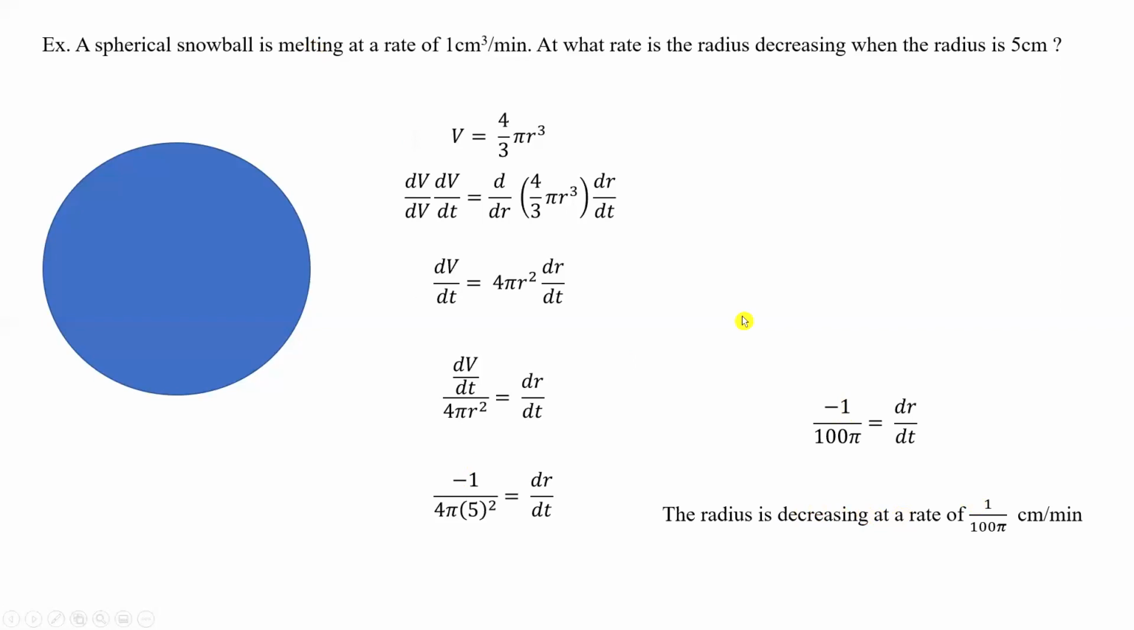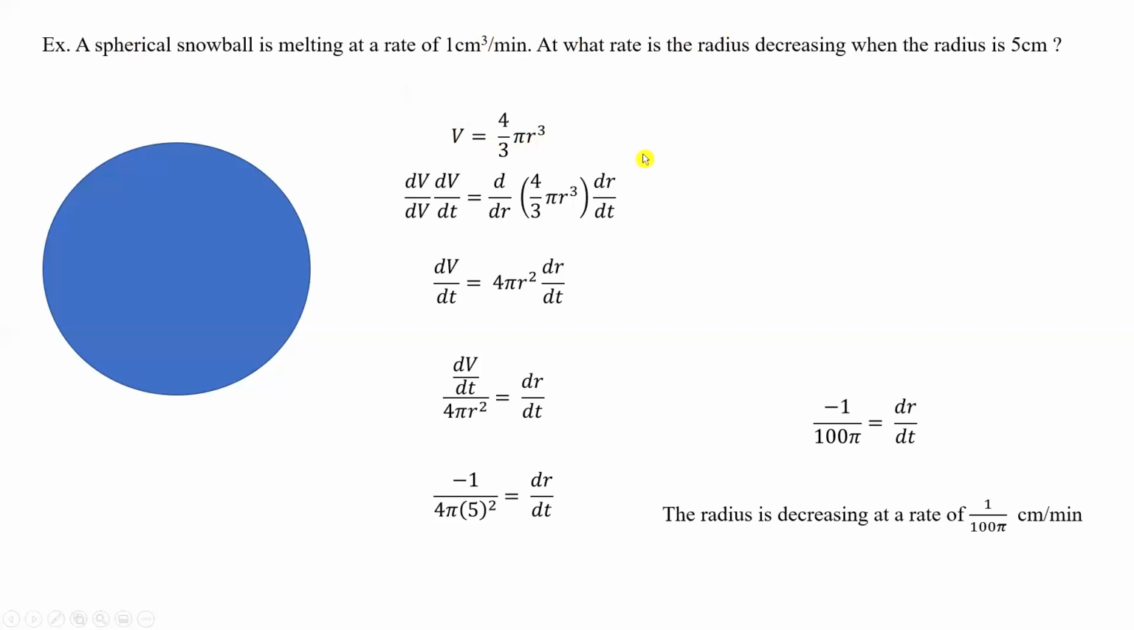Now, the good news about this section, the method is the same for every single question. The equation will be different, but the method is the same. Start with an equation that relates the variables: volume, radius, sphere. Volume of a sphere with the radius involved.